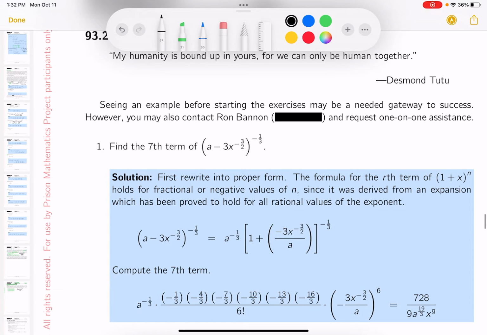Now, we just did this before. I don't want to write all the terms down, and I say thank God for that because I didn't like writing them all down anyway. I'll write this over here. I'll factor an A out. And this would be what? 1 minus 3x to the minus 3/2 over A. And then I'll put the power down, minus 1/3.